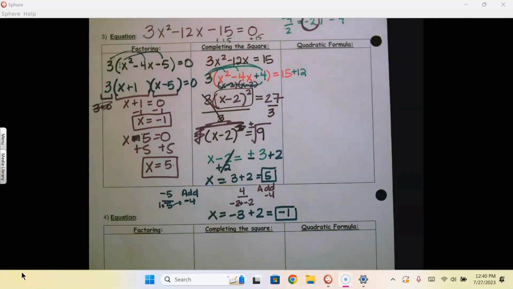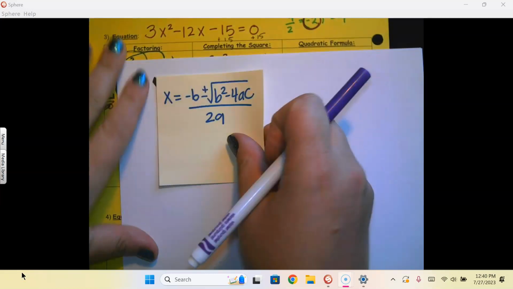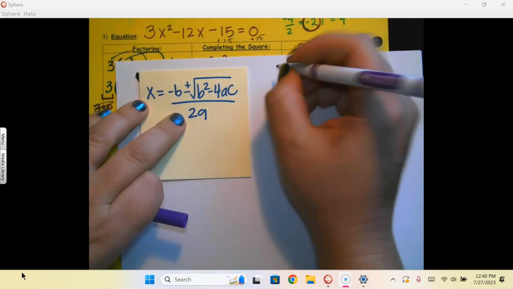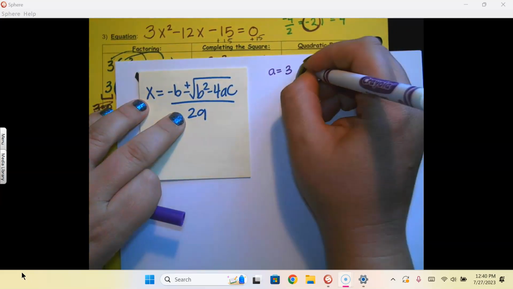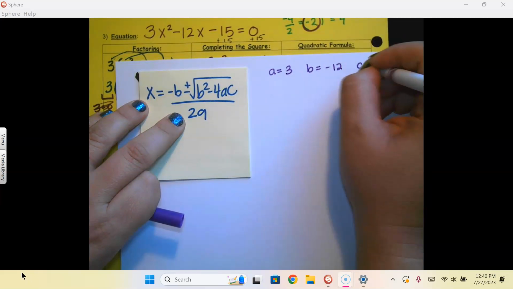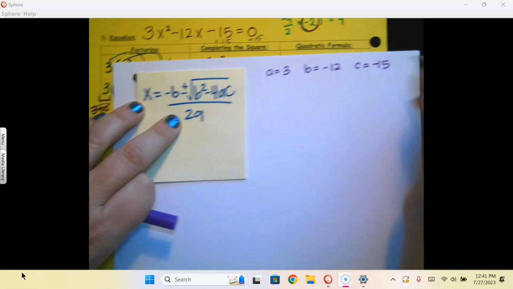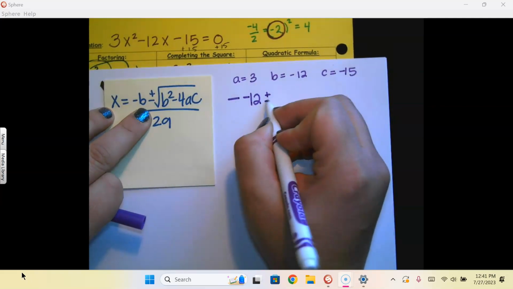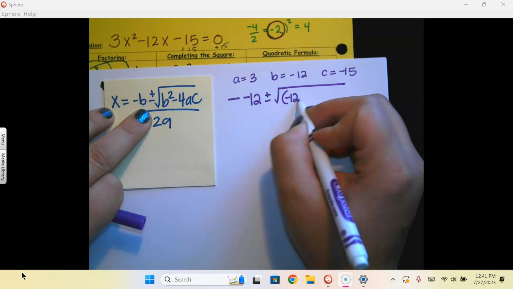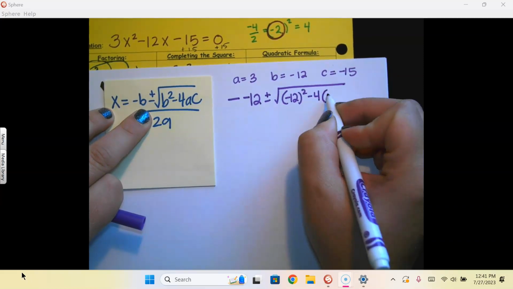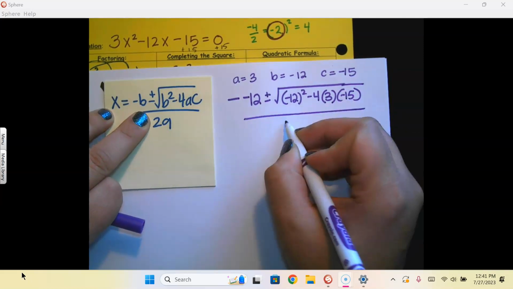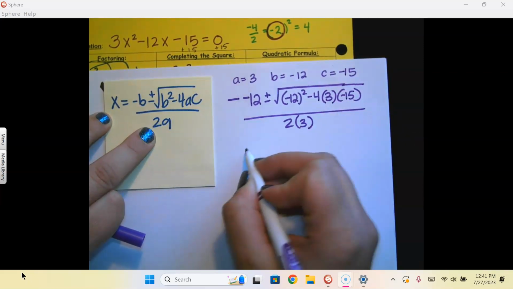Lastly, we're going to do the problem one more time, and we're going to use the quadratic formula. So for the quadratic formula, the problem has to equal 0. So the original problem was... we're going to use A is 3, B is negative 12, and C is the constant, which is negative 15. So we have negative b plus or minus the square root of b squared minus 4ac, all over 2a. So go ahead and simplify that.